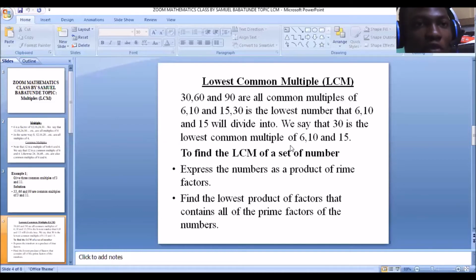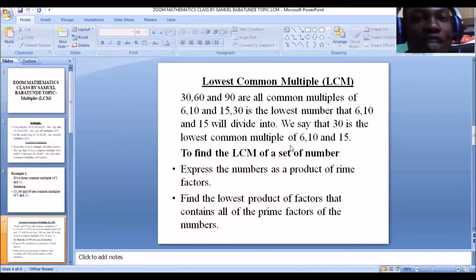Now, these 30, 60, and 90 are all common multiples of 6, 10, and 15. But out of these common multiples, we want to pick the lowest. That's why we call it the lowest common multiple. Out of the common multiples of 6, 10, and 15, which is the lowest? 30 is the lowest number that 6, 10, and 15 will divide into without any remainder. So we say that 30 is the lowest common multiple of 6, 10, and 15.